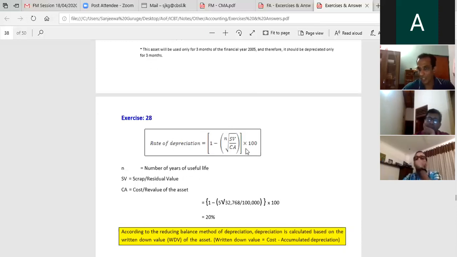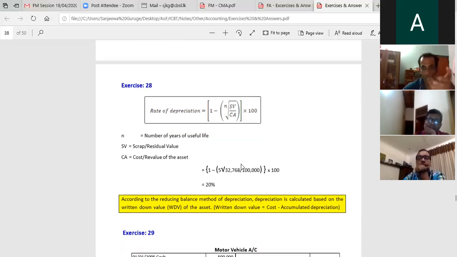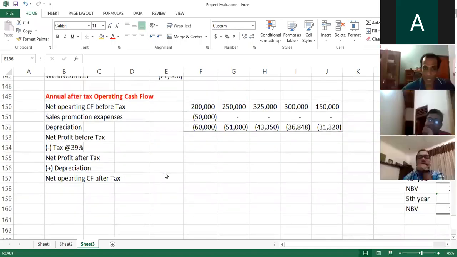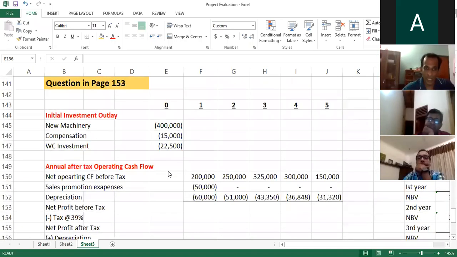And this is not a difficult calculation. Even though the formula looks a bit complicated, with any scientific calculator you need only 1 minute to calculate this. But for that, we need the useful life. This is for financial accounting purposes, but here we are going to adjust the salvage value, and don't worry, we need to adjust the salvage value under the terminal year cash flow.